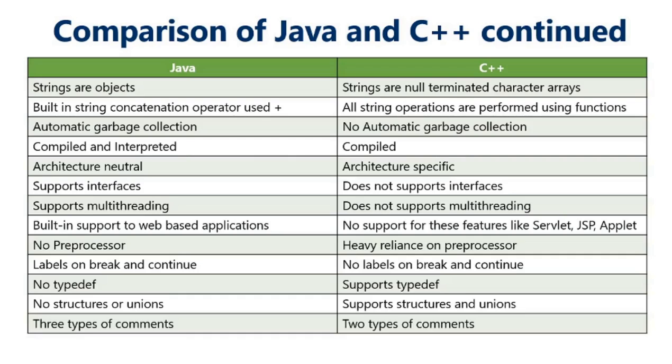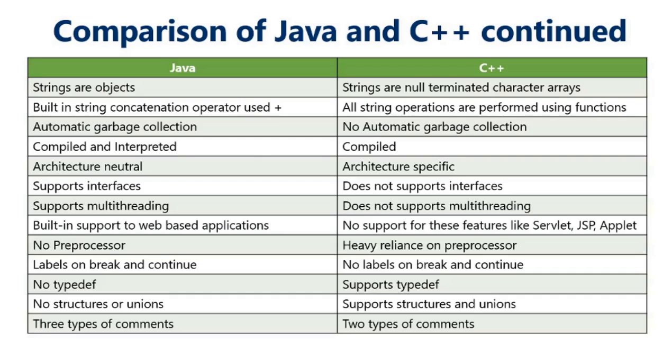There is no use of the preprocessor in Java. In C++, there is a heavy reliance on the preprocessor. Preprocessor means #define, #include. These concepts are not there in Java. There is a concept of packages in Java, whereas in C++ the packages are not there. The header files which are processed by the preprocessor, that concept is given in C++.